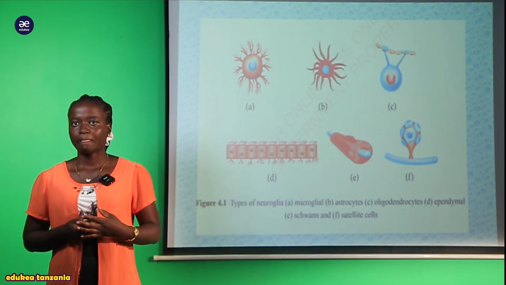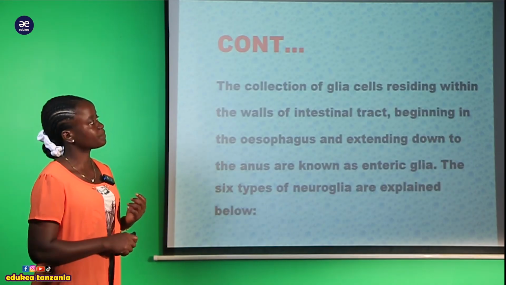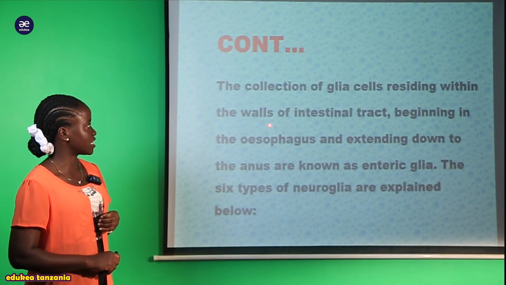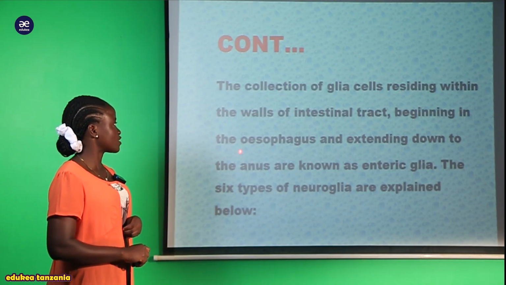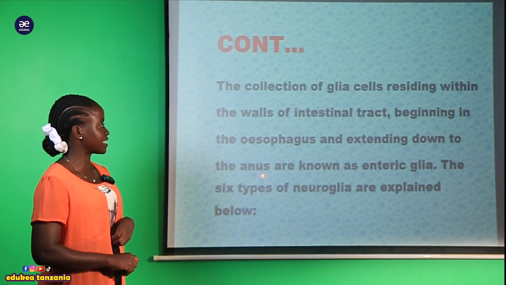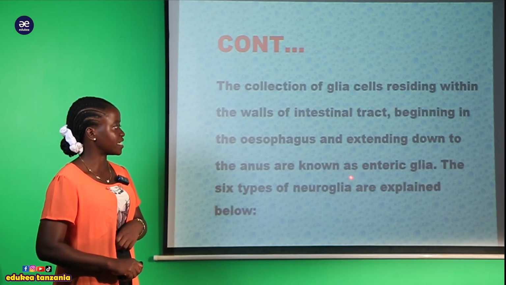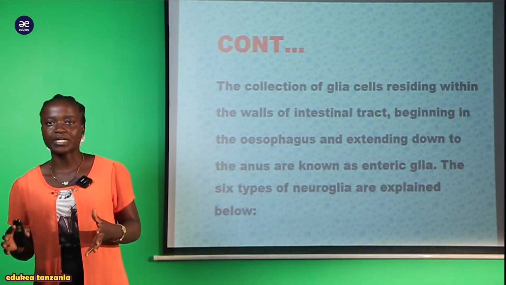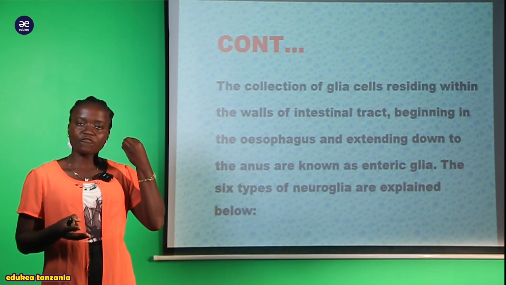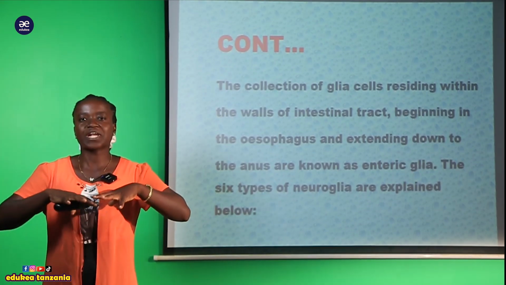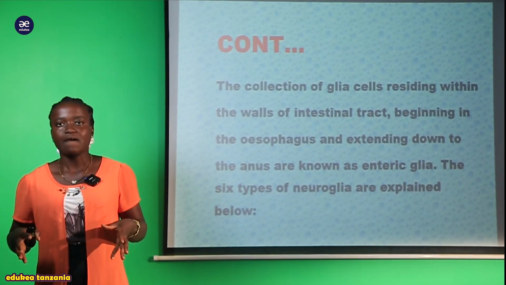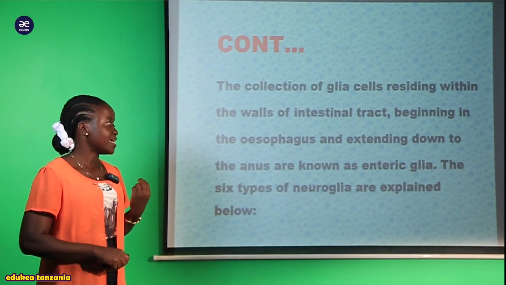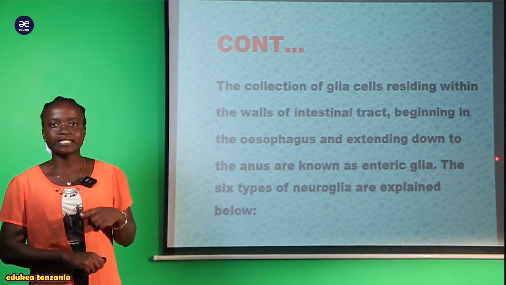We have to know. So I have said that the collection of the glia cells reside within the cells of the interstitial tract, beginning in the esophagus and extending down to the anus are known as enteric glia. So ukija ukiangalia zile glia zote, that is a neuroglia, zinazoanza kwenye ile esophagus, that is kuanzia kwenye mouth, zinazo spread out throughout the body of an organism mpaka kwenye structure ya anus, zile zote au zile glia zote tunaziita enteric glia. Underline the word enteric glia.